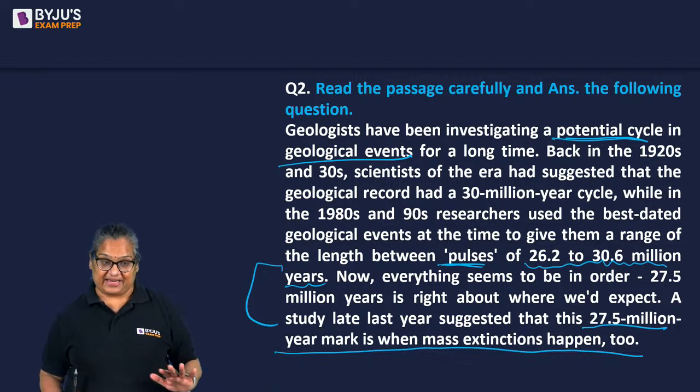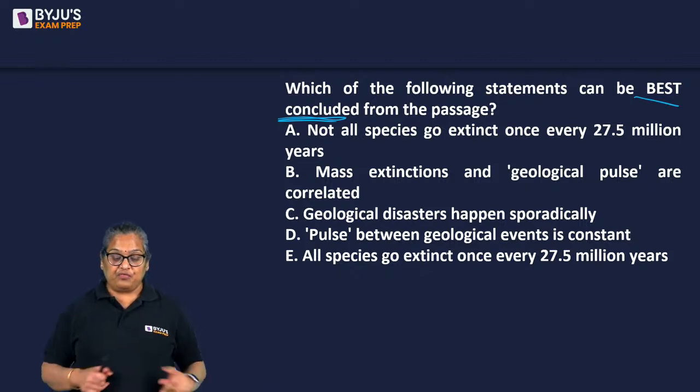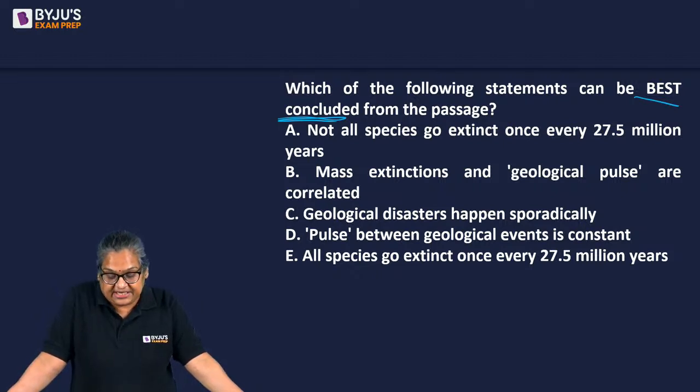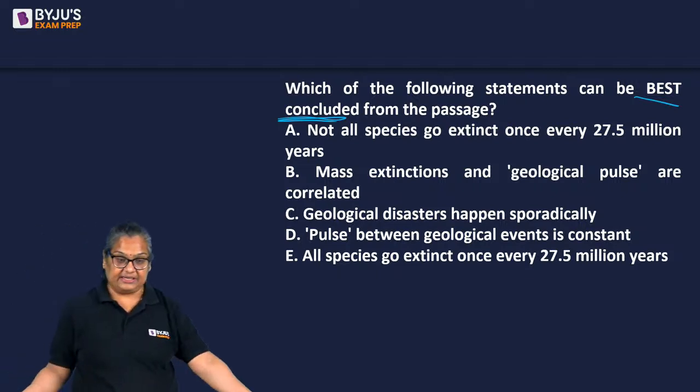Make sure you get these facts in your head before we look at the options. Which of the following statements can be best concluded from the passage? Not all species go extinct once every 27.5 million years. Mass extinctions and geological pulse are correlated. Geological disasters happen sporadically. Pulse between geological events is constant. All species go extinct once every 27.5 million years.